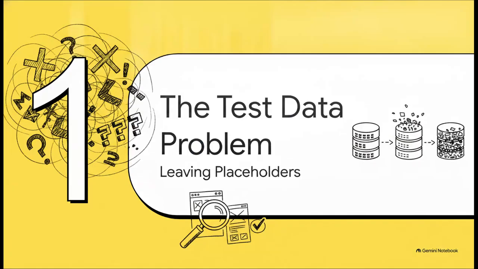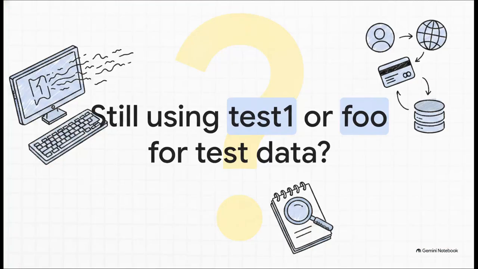All right, Section 1, the test data problem, leaving those lazy placeholders behind. We need to start with a fundamental challenge here. Be honest with yourself right now. Are you still relying on random, meaningless strings like foo and test1 for your inputs? In an earlier explainer on the hypothesis library, we looked at how randomized data is amazing for finding wild edge cases. But a lot of the time, you need data that looks entirely realistic.